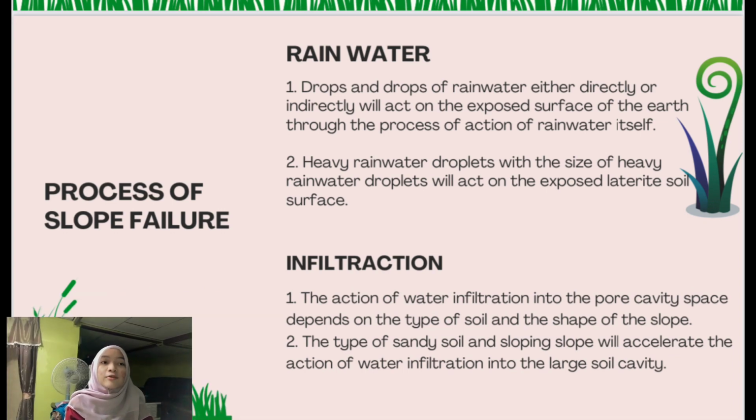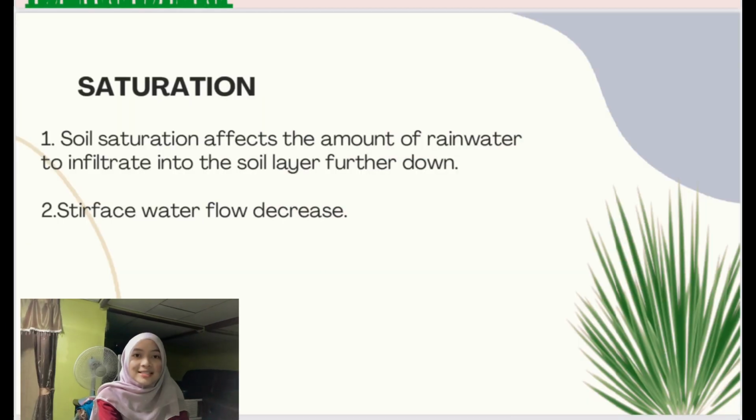Second is infiltration. The action of water infiltration into the pore cavity space depends on the type of soil and the shape of the slope. The type of sandy soil and a sloping slope will accelerate the action of water infiltration into the large soil cavities. And lastly is saturation. Soil saturation affects the amount of rainwater that can infiltrate into the soil layer further down. Surface water flow will decrease.